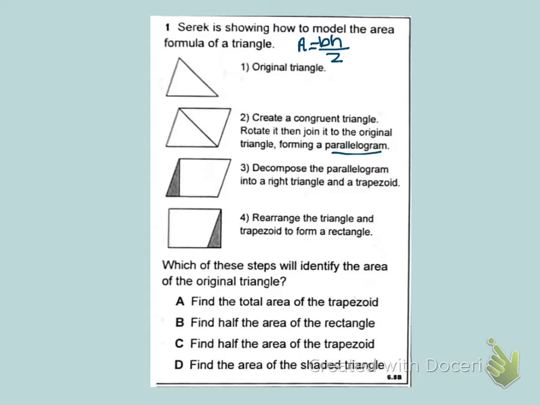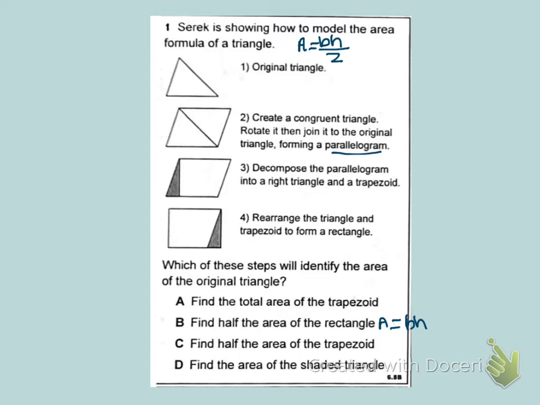3 says decompose the parallelogram into a right triangle and a trapezoid. And 4 says to rearrange the triangle and trapezoid to form a rectangle. So which of these steps will identify the area of the original triangle? So we're going to find the total area of the trapezoid. So that would be one option, finding the area of the rectangle. So area of a rectangle is area equals base times height. So that's close, but we have one more step in there.